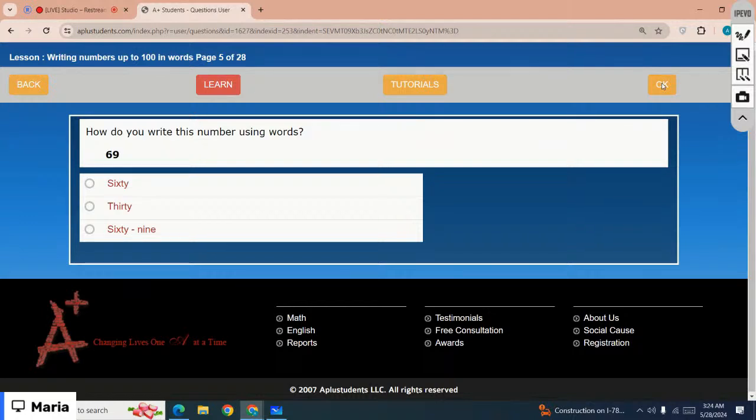How do you write this number using words? 69, which is the correct option? That is option number three is the correct option.